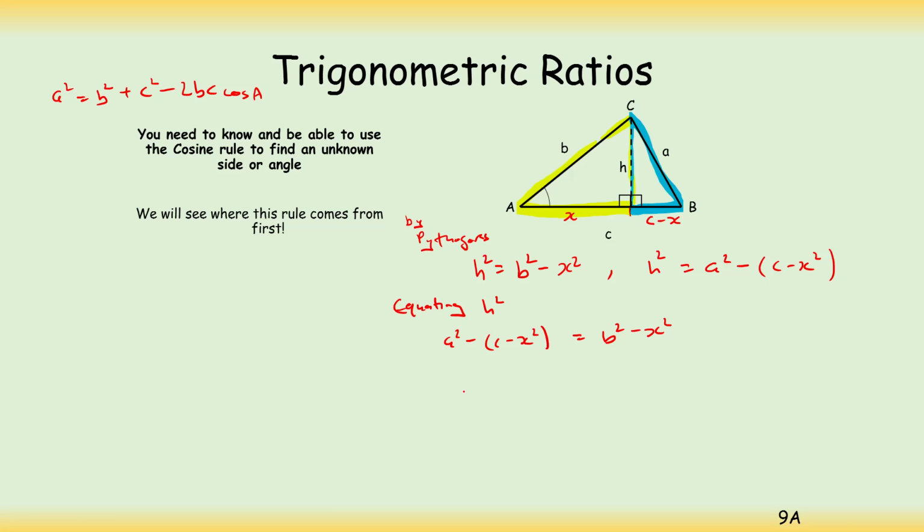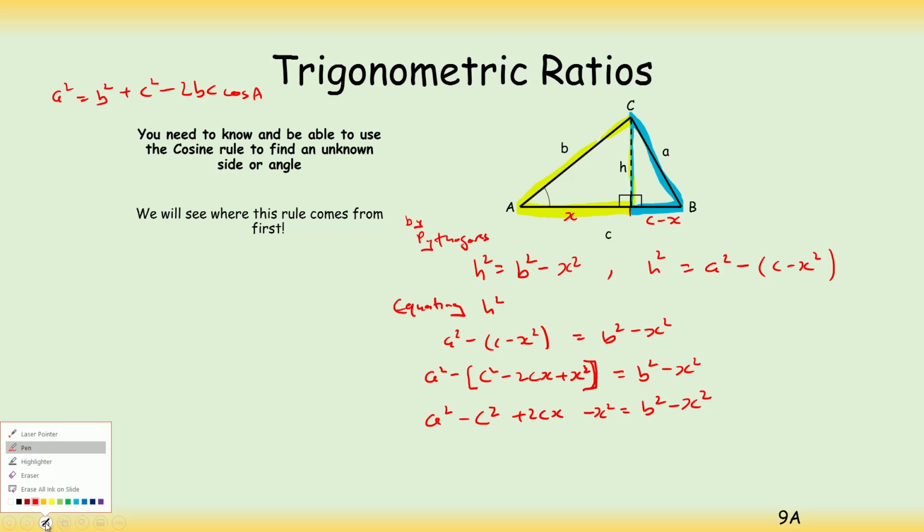Okay, so let's expand and simplify. I've got a squared minus [c squared minus 2cx plus x squared], square brackets now, is equal to b squared minus x squared. So expanding out, I've got a squared minus c squared plus 2cx minus x squared is equal to b squared minus x squared. So I've got minus x squared on both sides, which means, correct, I can cancel them. They cancel each other out.